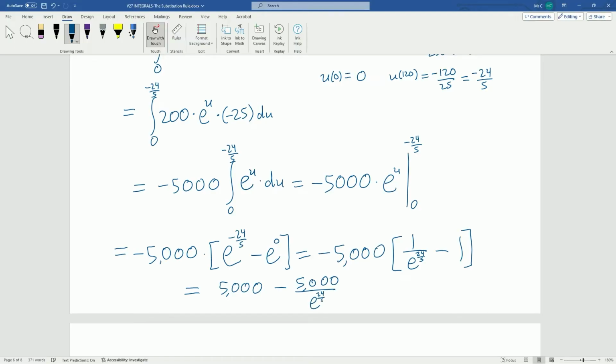Now that's the exact answer. I'm fine with leaving the answer like that. If you want, you can plug it into a calculator to get a decimal, but that answer is perfectly good.